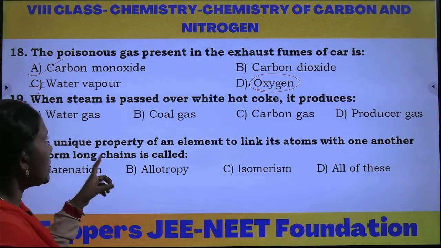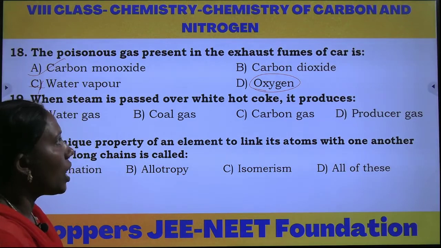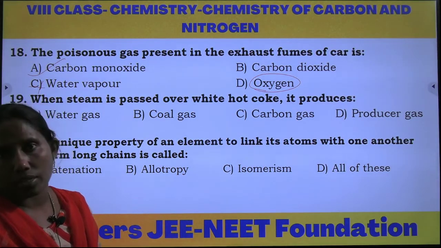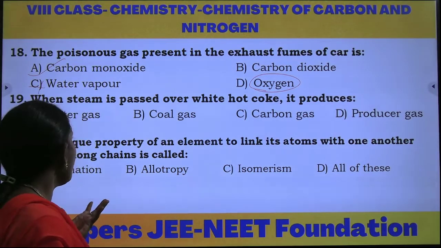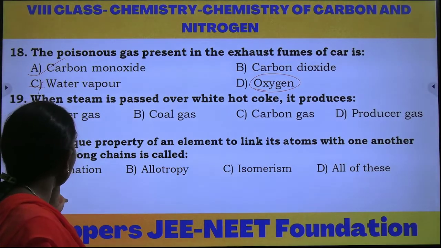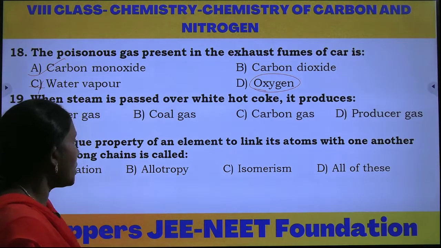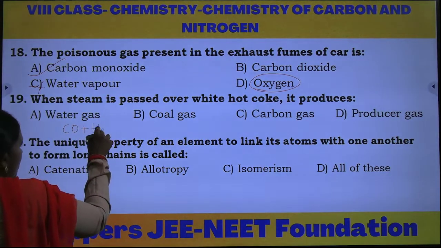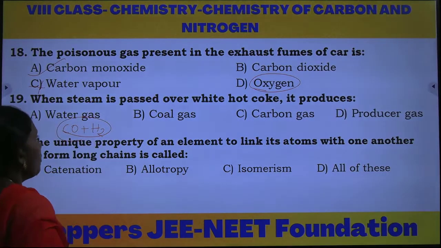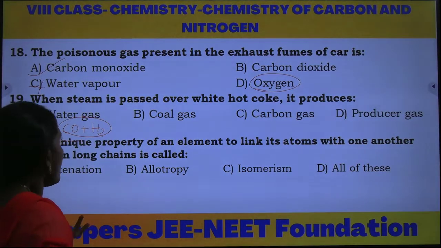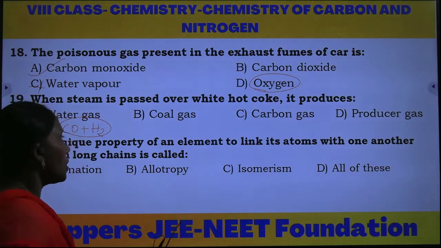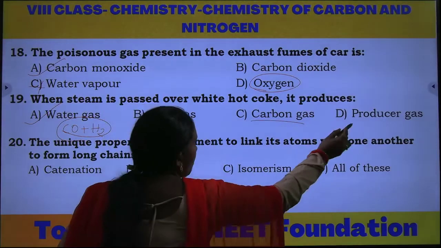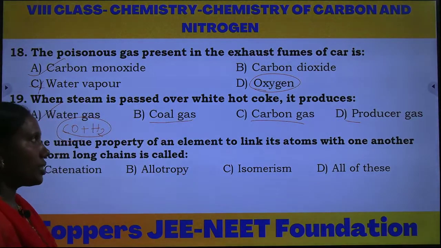When steam is passed over white hot coke, it produces water gas. In the previous question we went through what water gas is: carbon monoxide and hydrogen gas is the mixture of water gas. When we send steam through white hot coke, it produces water gas, not coal gas, not carbon gas and not producer gas.